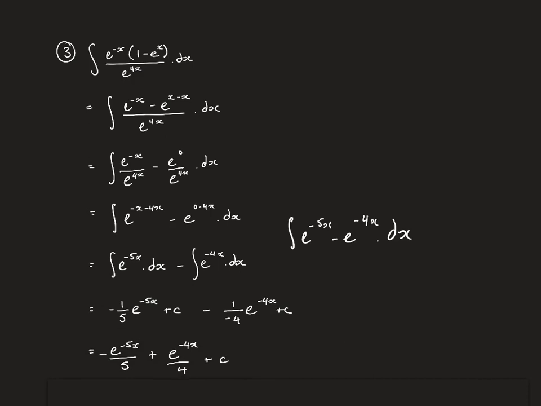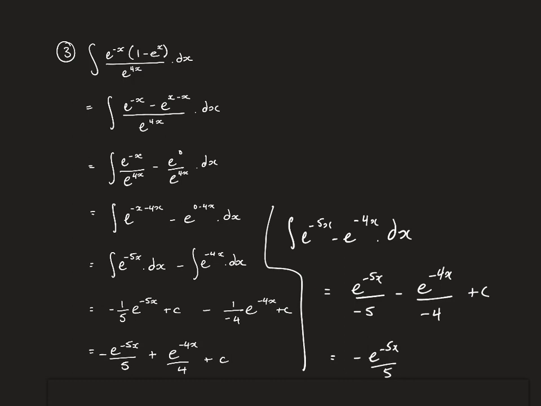And if we did that using this other version over here, this would be equal to e to the minus 5x on minus 5 minus e to the minus 4x on minus 4 plus c, which gives you minus e to the minus 5x on 5. This minus combines with this minus to become a plus e to the minus 4x on 4 plus c.